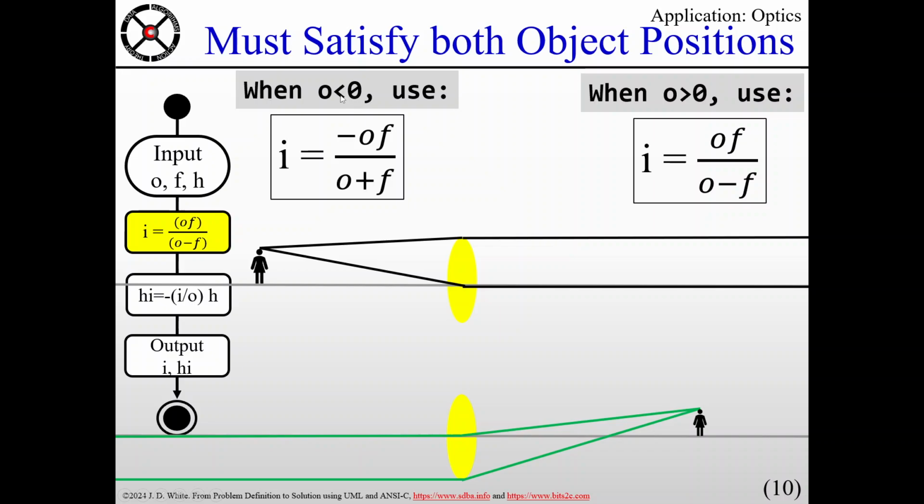So when O is greater than 0, I'm going to use this equation. That's the standard one, 1 over I plus 1 over O equals 1 over F, that you learned in high school. But when O is less than 0, we have to make use of this other one. So in other words, if we're on this side, we need to use this one. If we're on this side, we need to use this equation. So depending on our side, we need to choose the equation to use. That means in our C code, we're going to have to modify our UML.